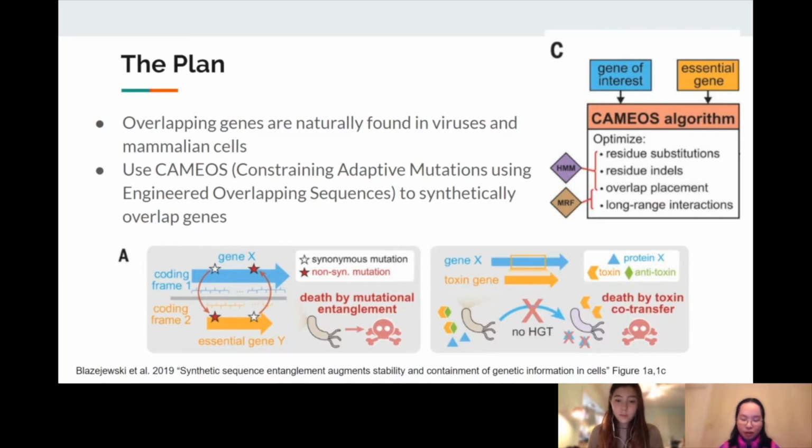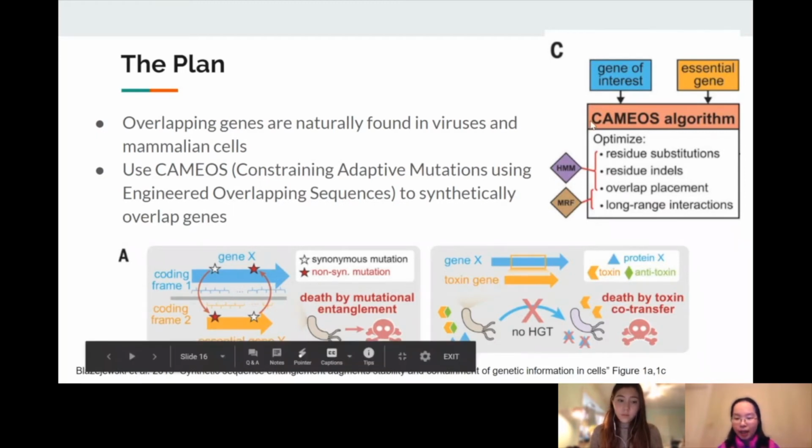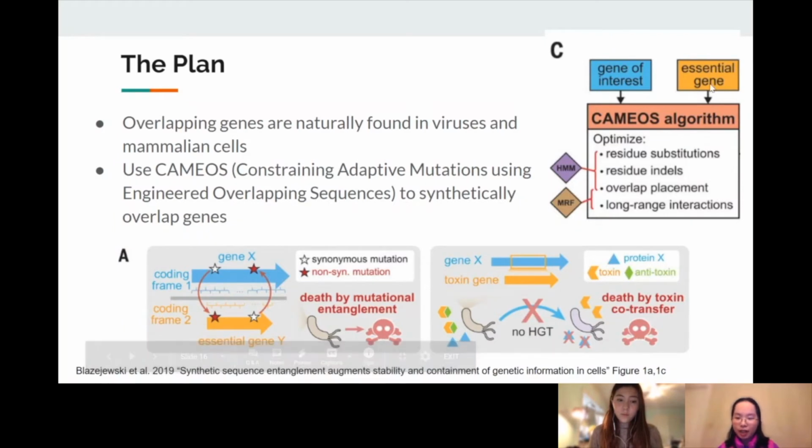So this is the purpose of creating an algorithm that produces these overlapping genes. And in the algorithm, you input both the gene of interest and the essential gene, and you optimize both the amino acid substitutions, any type of placement, and the long-range interactions, using various more complex computational biology methods that we're not going to get into for the sake of this lesson.